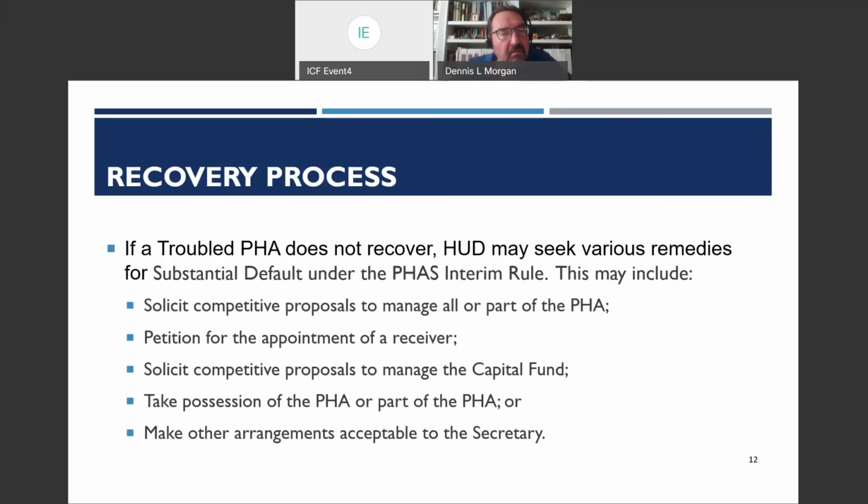Or they can make additional arrangements that are also acceptable to the secretary. So this gives them wide latitude in the recovery process in case this troubled agency is not getting refocused. This troubled agency is not moving forward. This troubled agency is not responsive and is not using the funds in the methods that it should be using those funds. Not a first line, but in terms of the last lines and where they can draw the lines, they can do these actions as well.